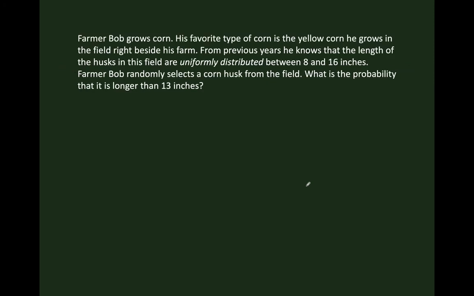Now I want to move on to another example. This example always makes me laugh for some reason, but here's an example. Farmer Bob grows corn. His favorite type of corn is the yellow corn he grows in the field right beside his farm. From previous years, he knows that the length of the husks in his field are uniformly distributed between 8 and 16 inches. Farmer Bob randomly selects a corn husk from the field. What is the probability that it's longer than 13 inches?